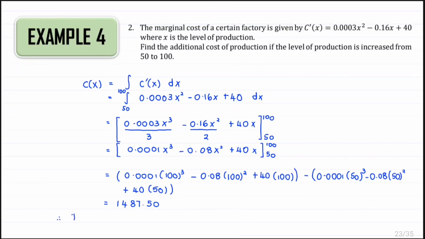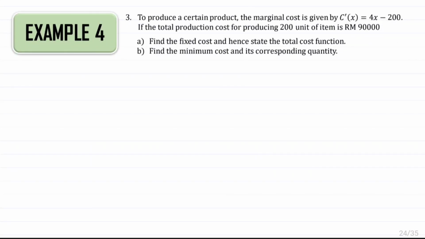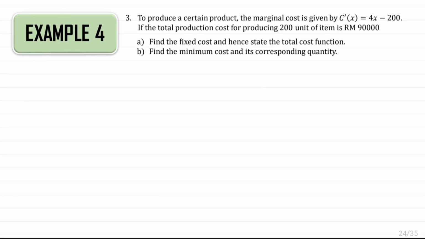Then we conclude the additional cost is RM1,487.50. Question number 3. To produce a certain product, the marginal cost is given by C'(x) equals 4x minus 200. If the total production cost for producing 200 units of item is 90,000, A. Find the fixed cost and hence state the total cost function.